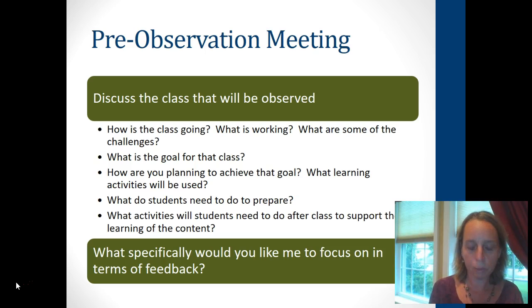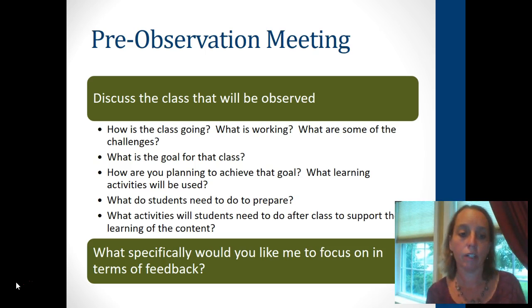And then again, drilling down to that particular class that the observer will be coming to, you want to talk about what are the goals for that particular class, how are you planning to achieve them, so what learning activities do you have planned, and what kind of preparation did students need to do in order to come into the course that day. So if you're asking them to do one of the Jigsaw classroom experiences, did they have homework that they were supposed to do in preparation for that activity?